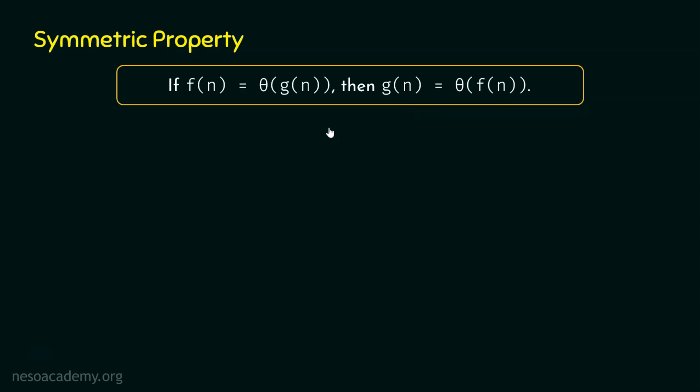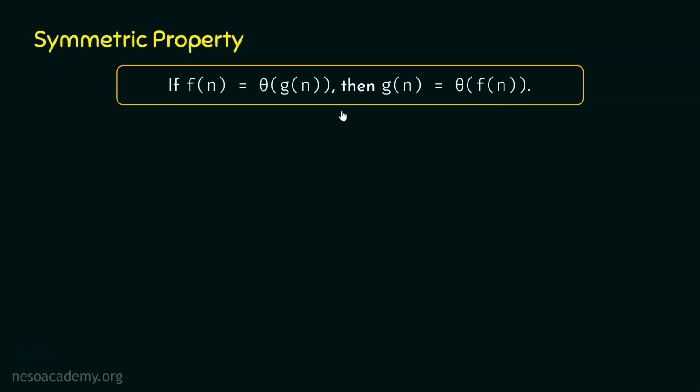In other words, we can also say that if f(n) is asymptotically equal to g(n), this is the meaning of theta notation, then it makes sense to say that g(n) is also asymptotically equal to f(n). That's what we are mentioning here. So it does not matter whether we write f(n) equal to theta of g(n) or g(n) equal to theta of f(n), they both are one and the same.